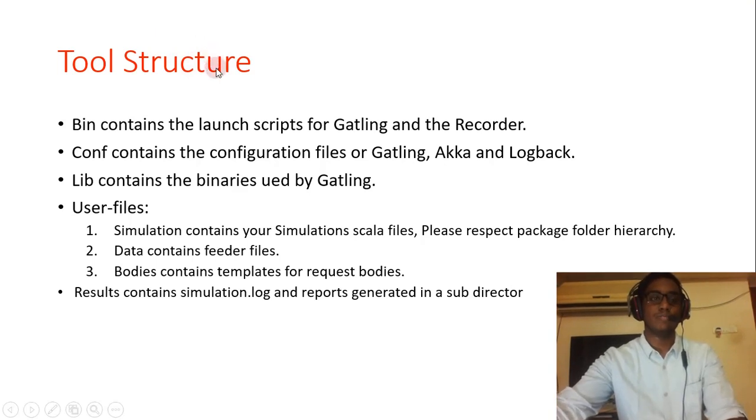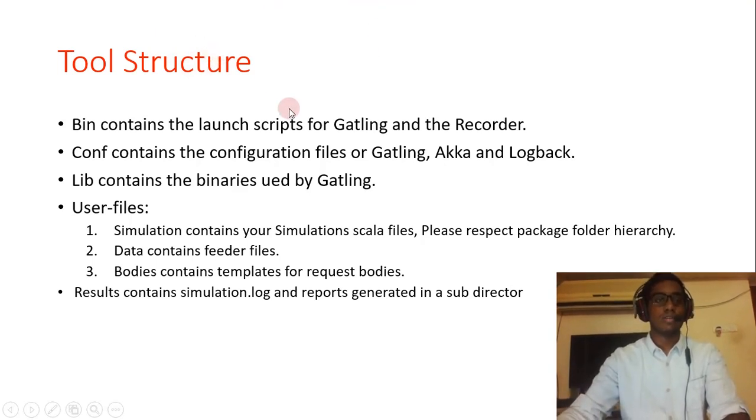So, let me explain the infrastructure. The tool structure for Gatling contains a bin folder, a config folder, and a library folder. The bin folder is where you can run Gatling from the command prompt. The configuration folder has different files for Gatling, Akka, and logback. Library contains binaries that are used by Gatling and are very important to run it.